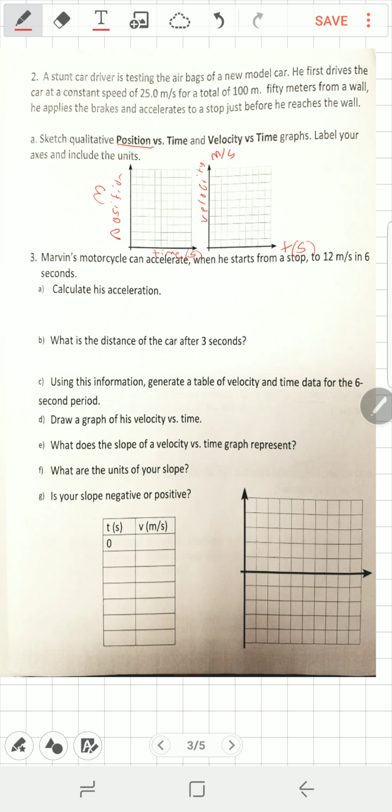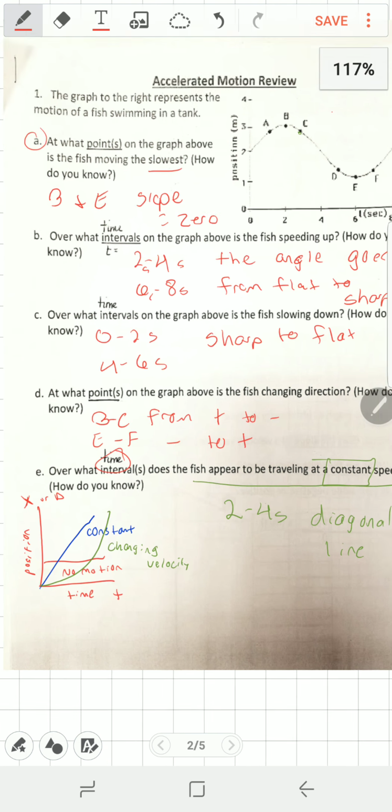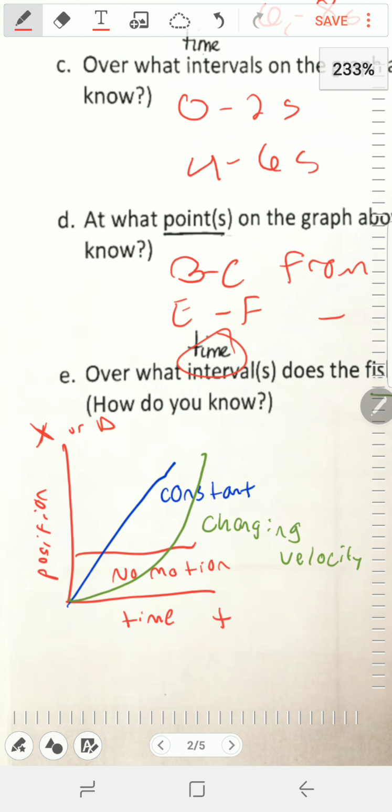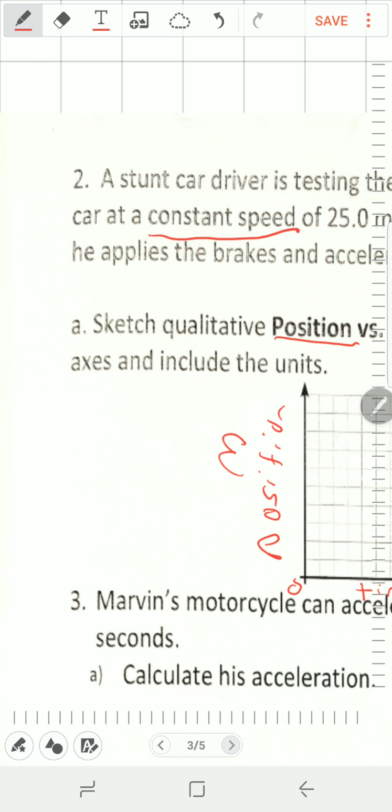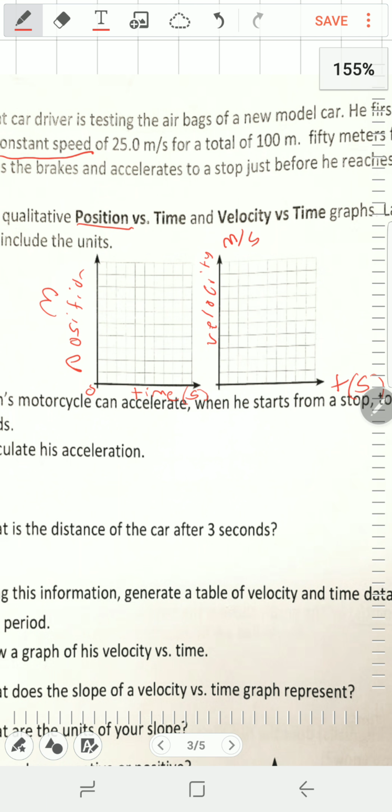Now let's look at this. Is it in a positive or negative direction first? That's what we've got to look at. So Stark drives the car at a constant speed of 25 meters per second for a total of 100 meters, 50 meters from a wall. He applies the brakes and accelerates to a stop just before he reaches the wall. So he's leaving his starting point. When you go away from your zero, that's a positive direction. Now he drives at a constant speed. Remember, what does constant mean over here? It means I'm going diagonally. I'm not curving. So you'd better not have a curve when you begin this.